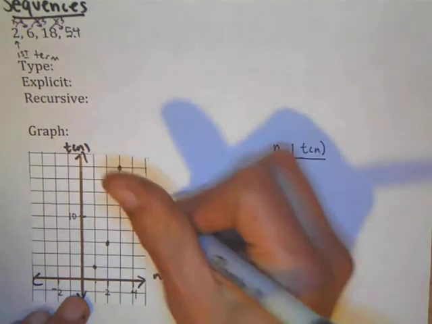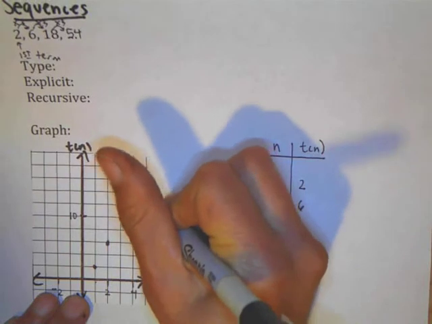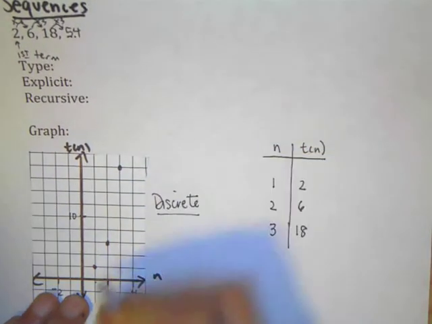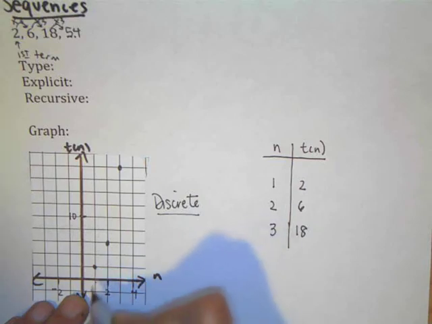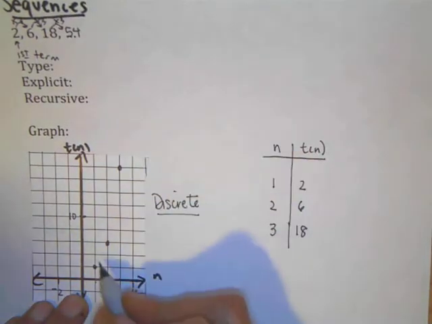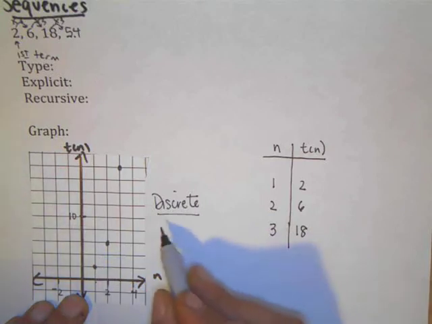And now once again, we talked about in the other video that we don't want to connect these. This is called a discrete graph because it's term 1, that's a point. Term 2, that's a value. Term 3. So there's no halfway terms. So make sure you don't connect them.